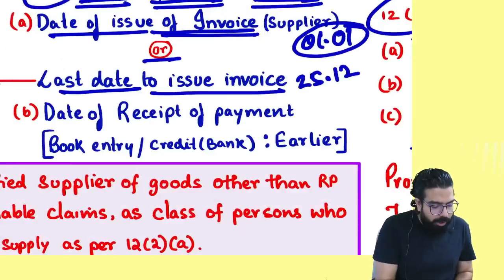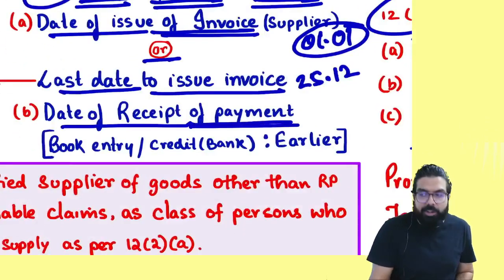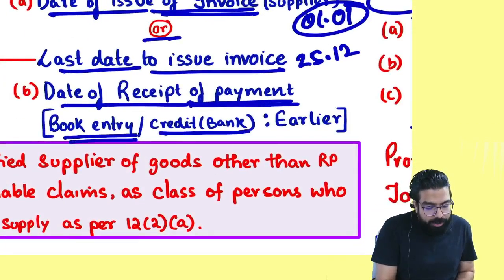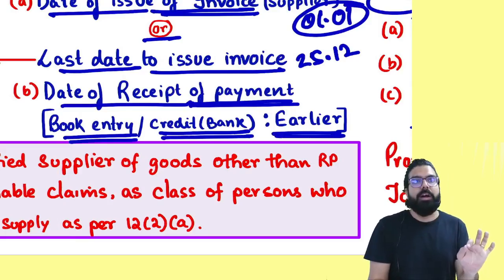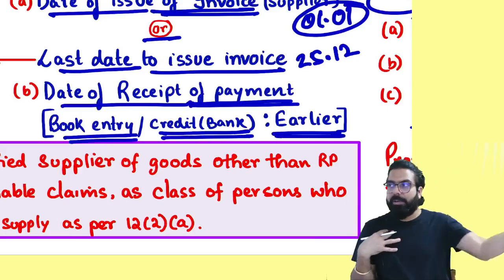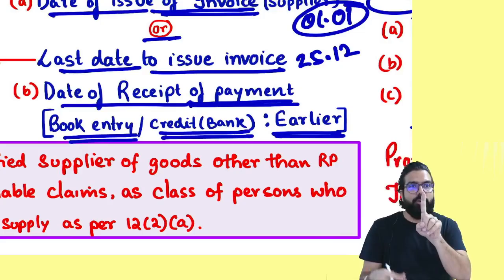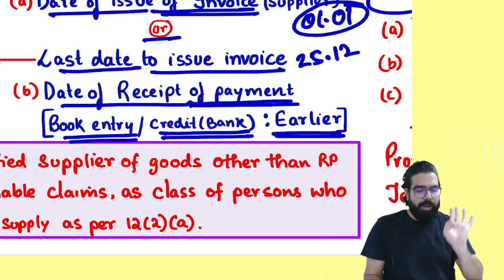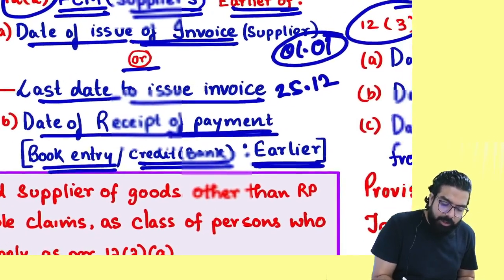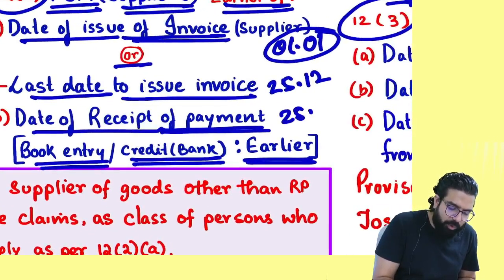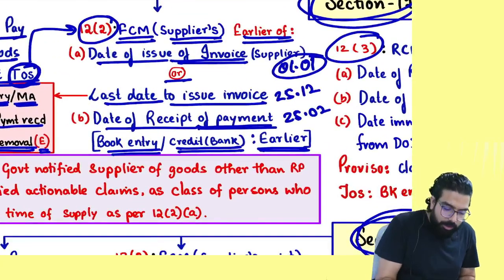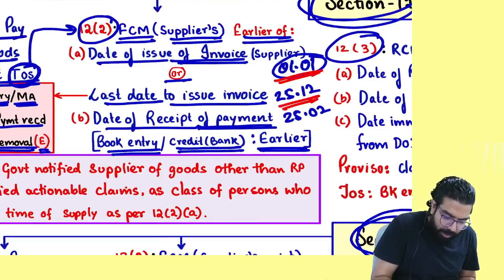Okay, everyone? Or it shall be always the date of receipt of payment. Payment received date is always book entry or credit in the bank account, whichever is earlier. I am a supplier, I will receive the payment. You gave me the check today. Tomorrow it got credited. It will be today or tomorrow, whichever is earlier. Supposingly, you gave me the payment on 25th of February. What will be the time of supply, everyone? It will be whichever is earlier.